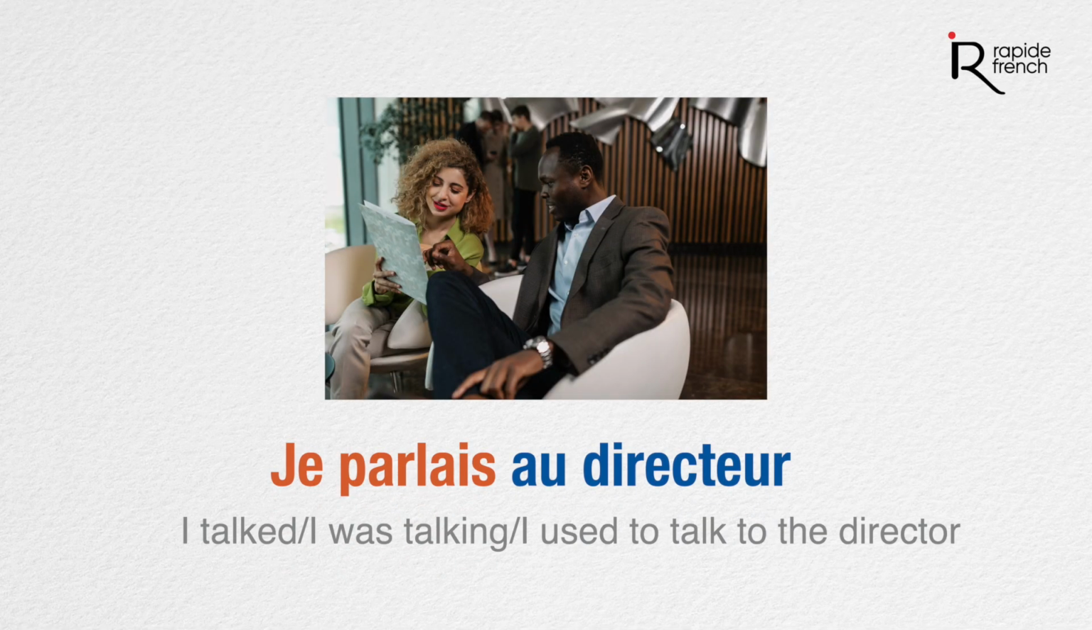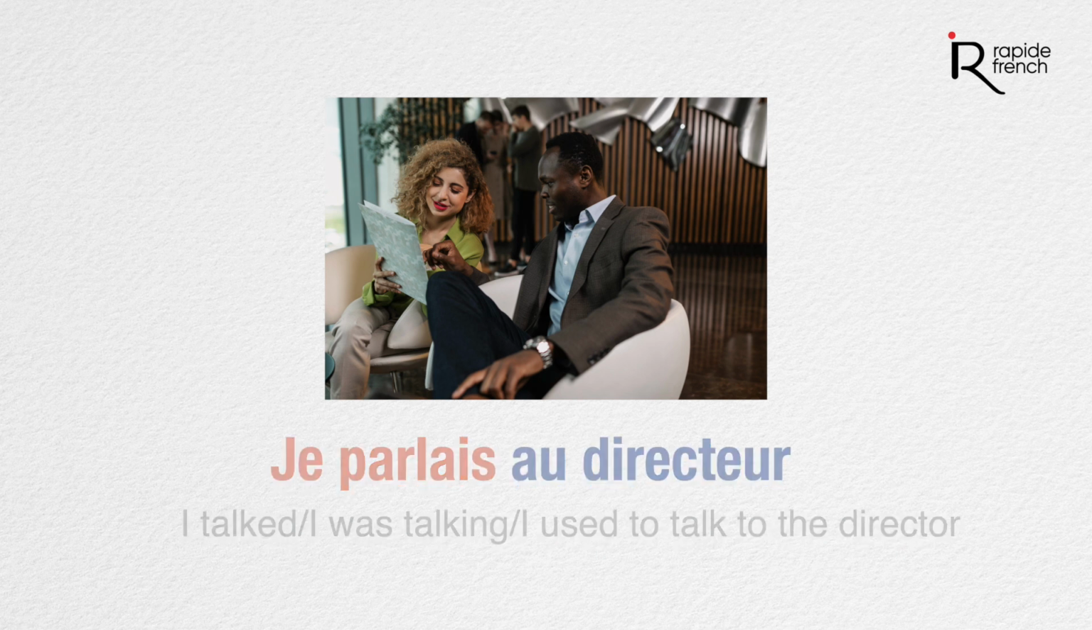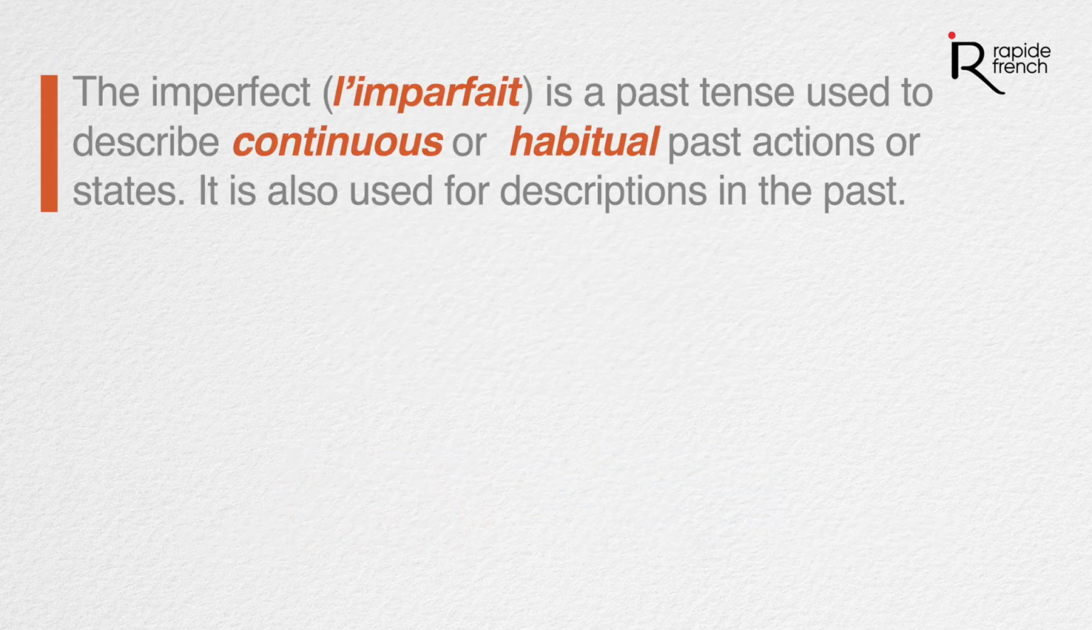Now, the imparfait has several equivalents in English. This expression, je parlais, can mean I talked, could mean I was talking, could mean I used to talk in English. And that's why it's good to really pay attention, especially if you're a beginner learning French. Now, the imparfait in English is the imperfect tense. In French, it's a past tense used to describe continuous or habitual past actions or states. Sometimes it could be used for descriptions in the past.